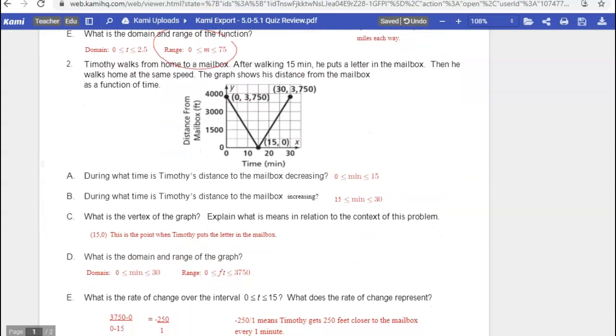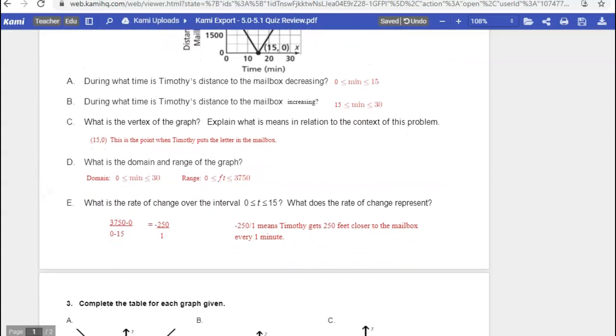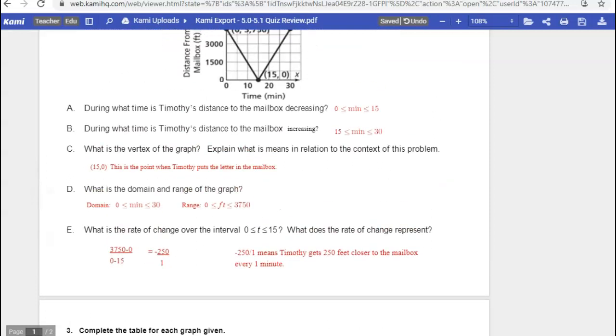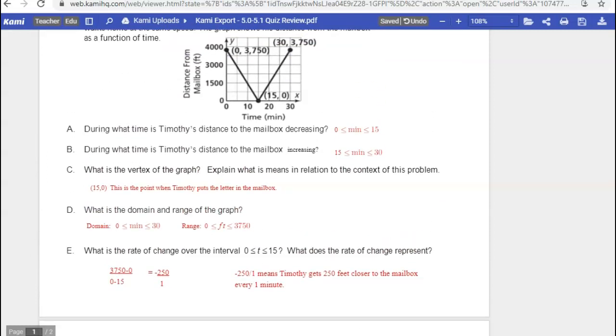Okay, I'm not going to go through number 2 because it's exactly the same, except it asks for the rate of change over an interval. This is on your quiz, so you need to know how to do this. All you're doing is finding slope. So they wanted you to go from 0 to 15, so they gave you the 2 points. So you do your change in y over your change in x. So you would be doing y2 minus y1 over x2 minus x1.